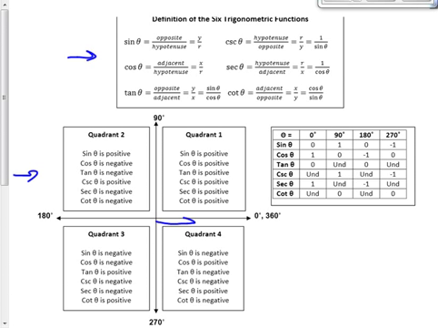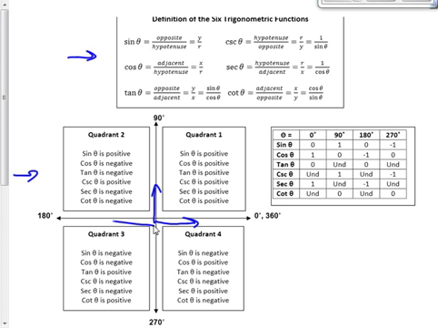If I go to the right, that's going to give me positive x's, which in turn will give me positive cosines and positive secants. When I go up, that's going to give me positive sines and positive cosecants. When we take those two things and divide them, a sine divided by a cosine, we get the tangent. So if both of those are positive, then we get a tangent that's positive.